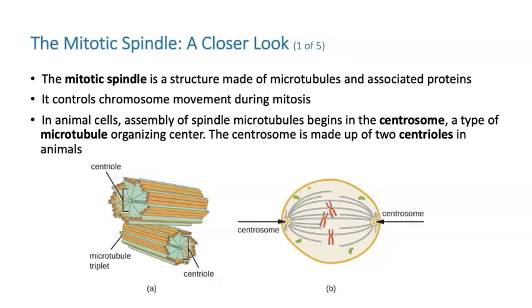In animal cells, the spindle microtubules begin in this structure called the centrosome. And so this whole thing right here is a centrosome. And you can see that the centrosome here is also where these microtubules are kind of being spun out of. Now we used the word aster before on the previous slide.